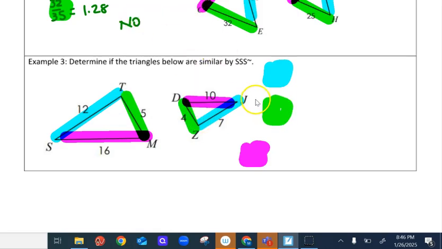Okay, so for the blues, we have 12/7 or 7/12. Just make sure you keep it consistent. So since I'm going this way, I'm going to keep them all going the same way. So 12/7, I'm going to do 16/10 so that it matches the same way. And then 5/4. The only one that can reduce, I already know they're not similar because these won't reduce anymore, and this one reduced to 8/5, so no, these are not similar.